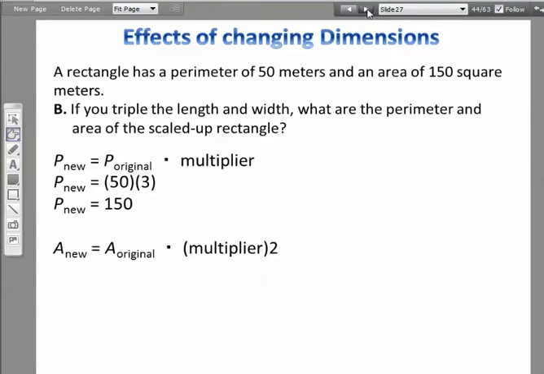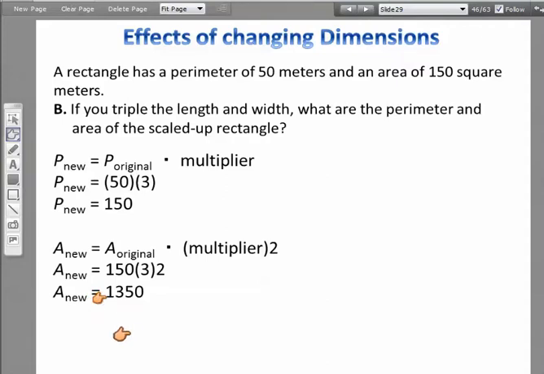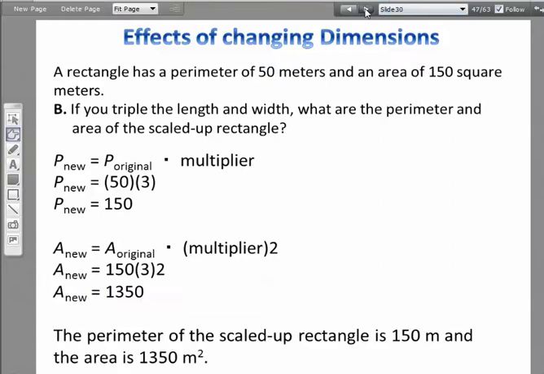To get my new area, I'm going to take the original area times my multiplier, which is 3, and this 2 should say squared. So it's going to be 3 squared. So I'm going to have 150 for my original area and then 3 squared. And that's going to give me 1,350 square meters for my new area. And there I just wrote it out all verbally.